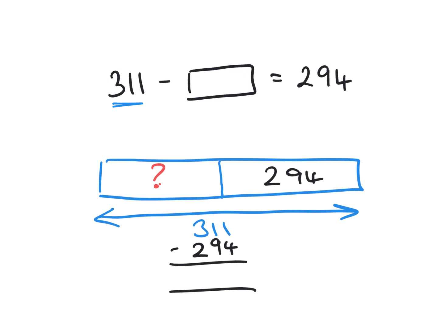So 1 take away 4 we can't do, so we're going to borrow from the tens. 11 take away 4 is 7. 0 tens take away 9 tens we can't do, so we're going to borrow from the hundreds. So we're left with 200. We've got 10 tens minus the 9 tens, which is a single 10, and then we've got 200 take away 200, which is 0. So our missing value in here will be 17. So 311 minus 17 gives us 294.